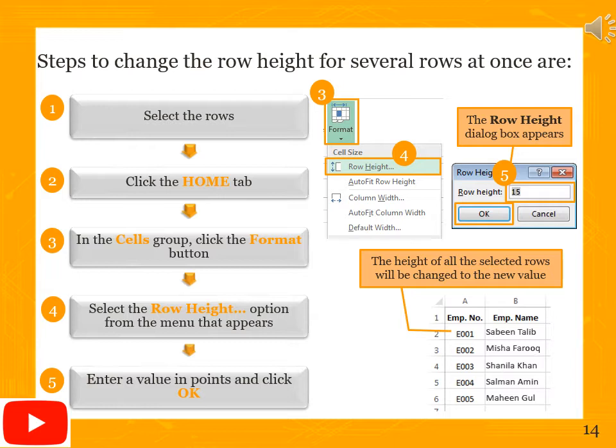Here are the steps to change the row height to a fixed number. Select the row, click the Home tab. In the cells group, click the Format button. Select the row height option from the menu that appears. Enter a value in points and click OK. Here we enter 15 points.